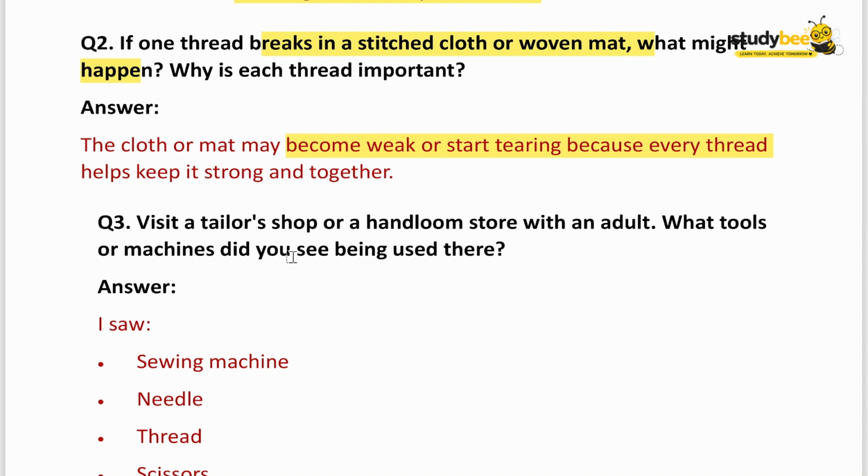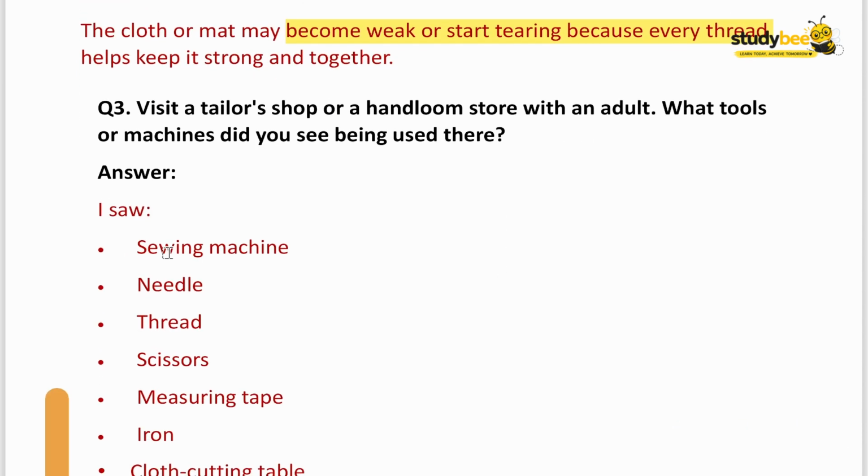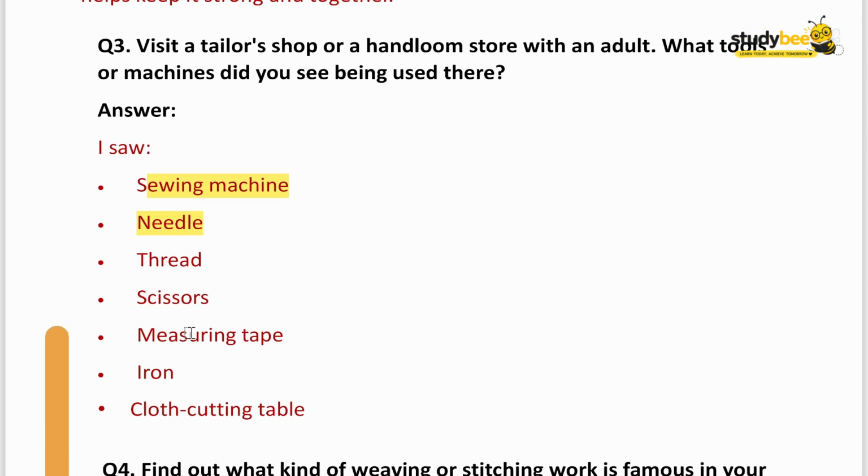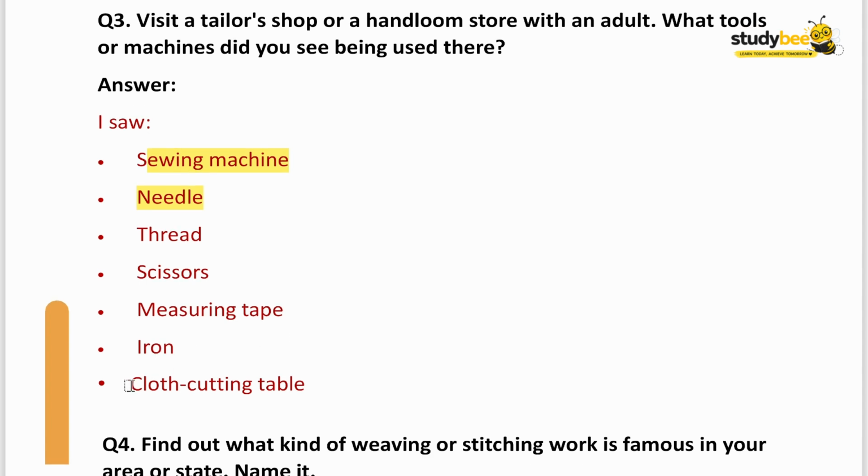What tools or machines do you see being used there? So कौन से tools या machine वहाँ पे used हो रहे हैं आप देखो. So I saw a sewing machine, ना सिलाई machine, needle, thread, scissor, measuring tape, iron, cloth cutting table. So all these items you can find in a tailor shop.